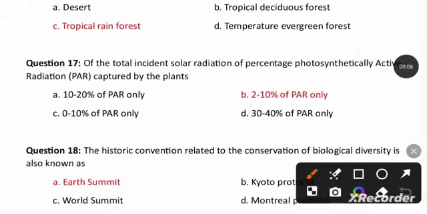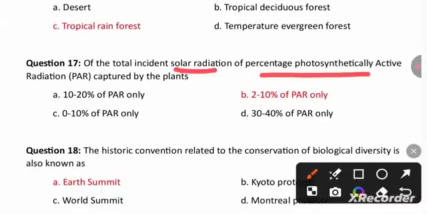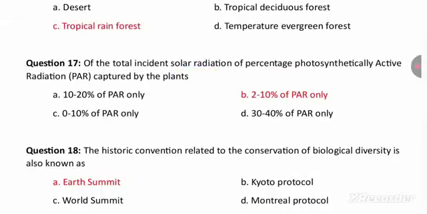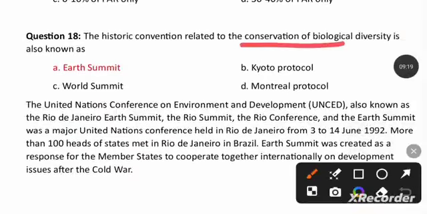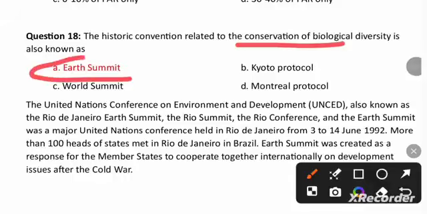Of the total incident solar radiation, the percentage of PAR, photosynthetically active radiation, captured by plants is only 2 to 10%. The historic convention related to conservation of biodiversity is known as the Earth Summit. It was held in Rio de Janeiro in 1992, and around 100 heads of state were involved in this Earth Summit.